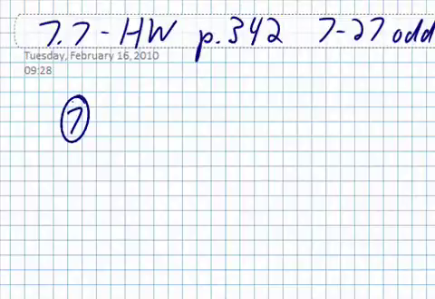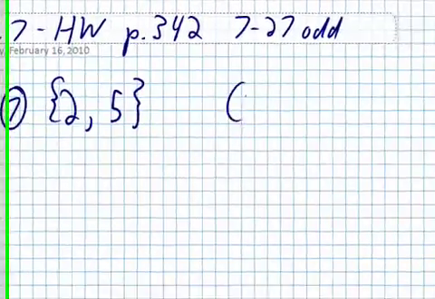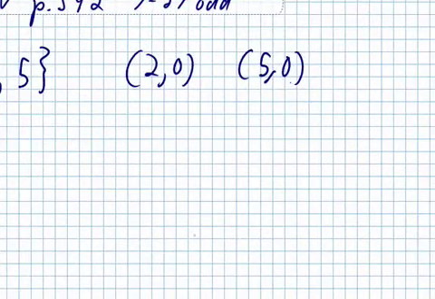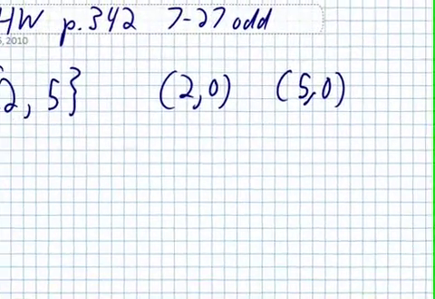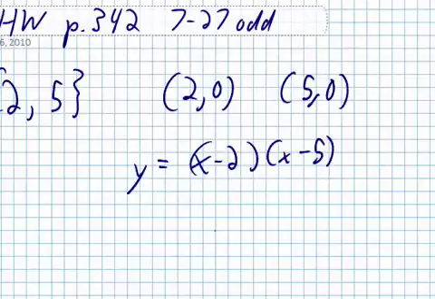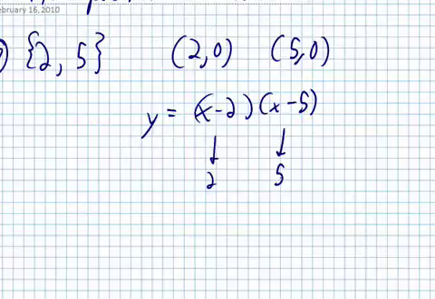The first thing you want to do when you realize that the roots are 2 and 5 is understand that these roots actually reflect 2 points, (2, 0) and (5, 0). Now these roots would have come from a quadratic equation of the type y is equal to (x minus 2)(x minus 5). It's working your way backwards.